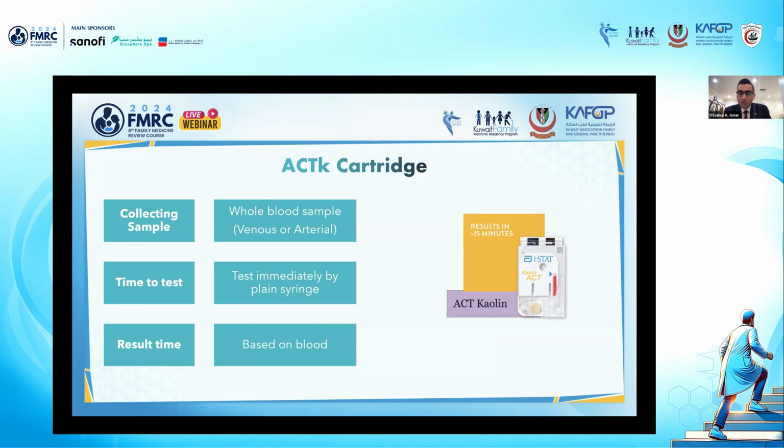Collecting sample: whole blood sample, venous or arterial. Time to test: immediately, by plain syringe, non-heparinized. Result time is based on the blood, from 3 to 5 minutes. It depends on the blood sample, because if the warfarin percentage is high, the test will take more time to give you the result. If it is low, it will give you the result faster.